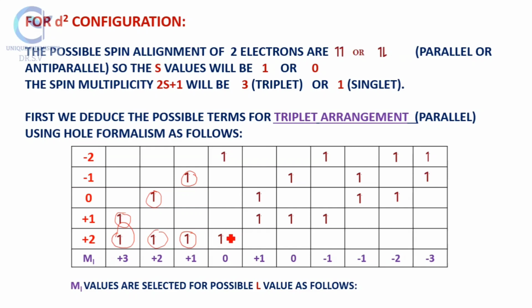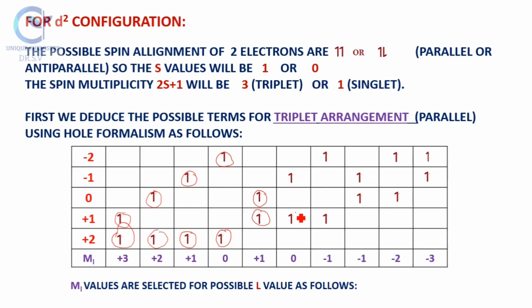And the fourth arrangement, by keeping the first electron in the same plus 2 level, the second electron goes to the minus 2 level. So all possible arrangements keeping the first electron in the plus 2 level are completely exhausted. Now we start the first electron from plus 1 level. Next the second electron goes to the next higher level, that is 0.